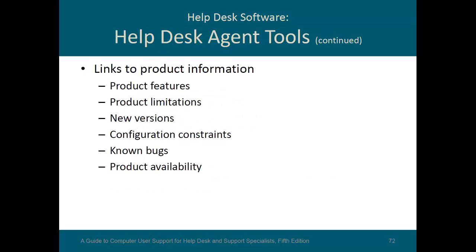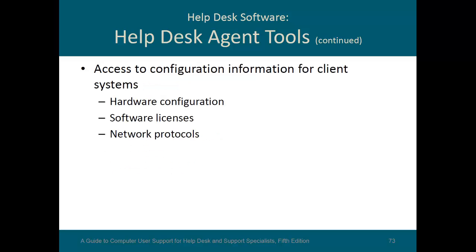Additional tools would be the links to product information. So you want to know about the product itself and if there's any known bugs or compatibility problems. Are there newer versions than what the customer is using? And the availability of the product in case it hasn't been released yet. Access to configuration information for client systems consists of hardware configuration, software licenses, and network protocols.